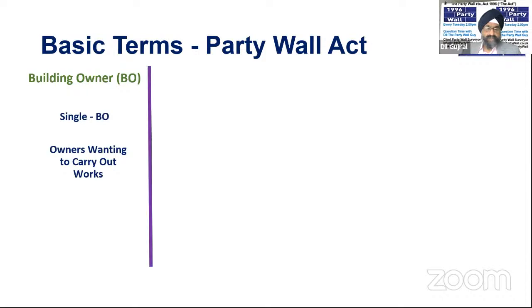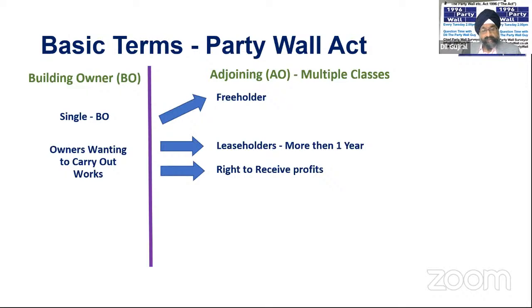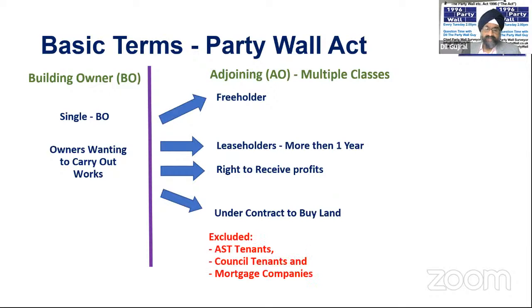Okay. So you as a building owner, and there's a building owner and adjoining owners, you can have freeholders, you can have leaseholders of more than 1 year. You can have people who have rights to receive profits out of that property. You also have people who are under contract to buy land. And this gets complex in a fast-moving housing market. Ones you don't need to worry about are short-hold tenants, AST tenants, council tenants, and mortgage companies.